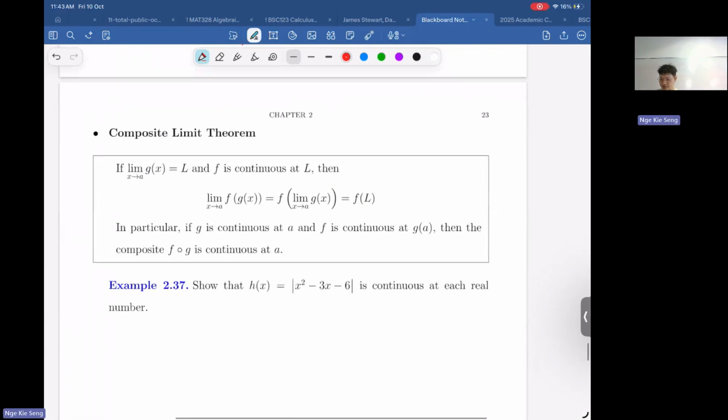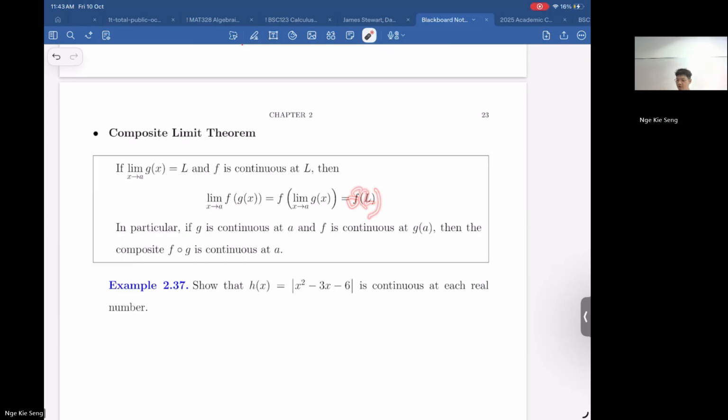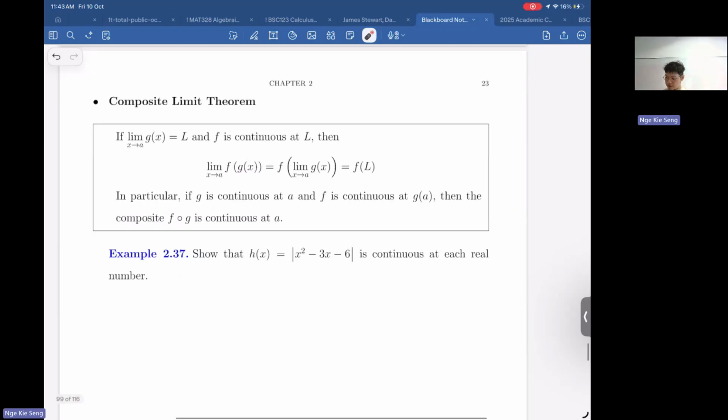Okay, next one: the composite limit theorem. If you know the limit of g(x), and you know that f is continuous at that point, then you can compute the limit of the composite function. What you can see here is that you can commute your limit with your function, and then you just evaluate f at the limit of g. That's it. Very convenient. So let me show you an example here, how we do this.